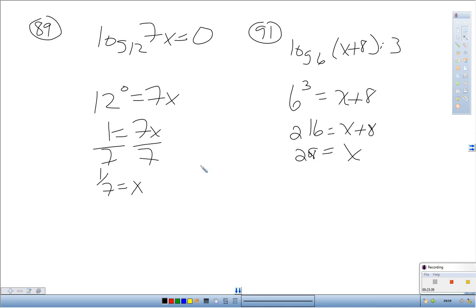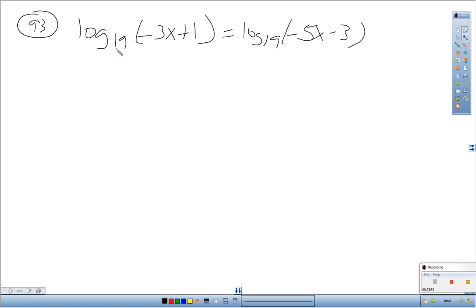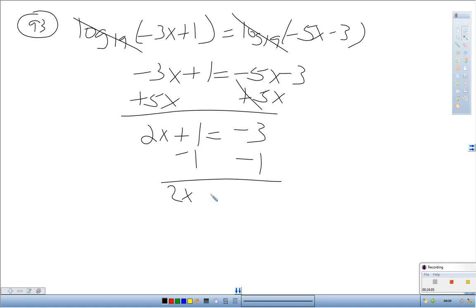Alright, for 93, I've got log base 19 of negative 3x plus 1 equals log base 19 of negative 5x minus 3. Log equals log, the logs cross out, so I get negative 3x plus 1 equals negative 5x minus 3. I'm going to add 5x to both sides, get 2x plus 1 equals negative 3. I'm going to subtract 1 and get 2x equals negative 4. I'm going to divide by 2, and that gives me my answer for number 93 of negative 2.